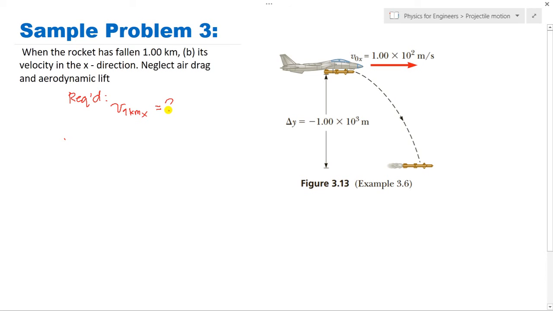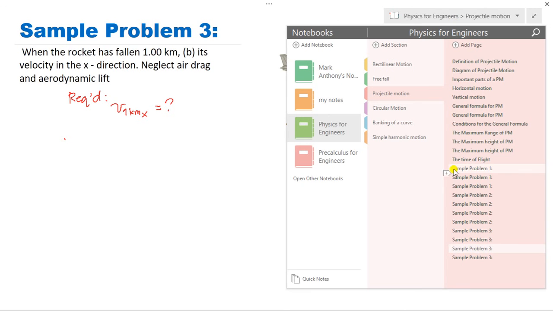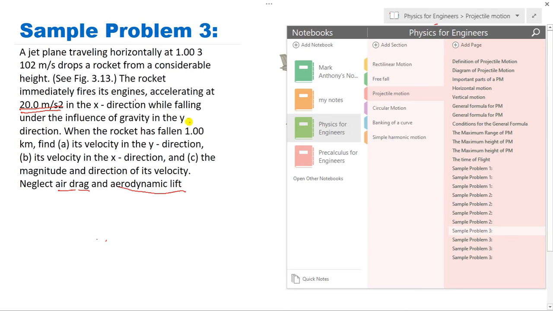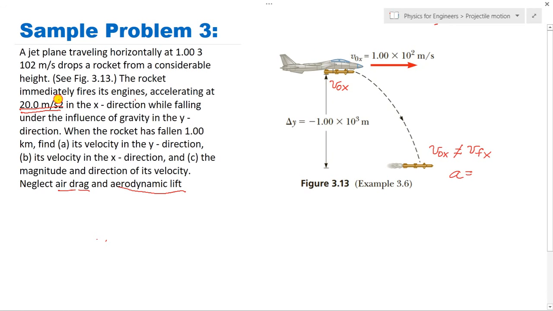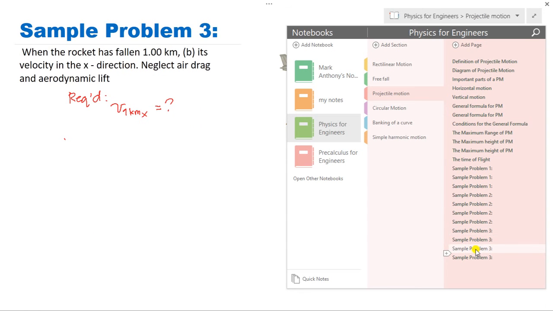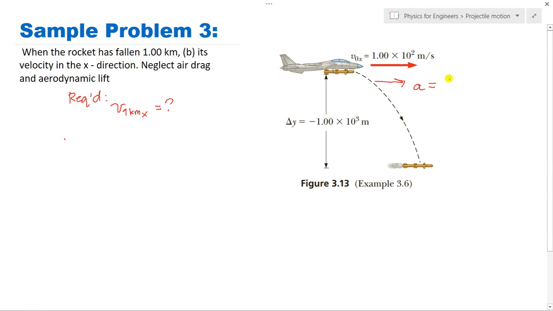Since meron tayong acceleration, take note class, we have an acceleration on the x direction. Kasi merong engine yung rocket. We have a value of a equal to, so let's go back to our given, 20 meters per second. So dito nakasulat 20 meters per second. So we use that one to solve our problem. So we have a is equal to 20 meters per second squared pala. Kasi acceleration na. So therefore, use the rectilinear motion in order to solve for the velocity at 1 kilometer na displacement.